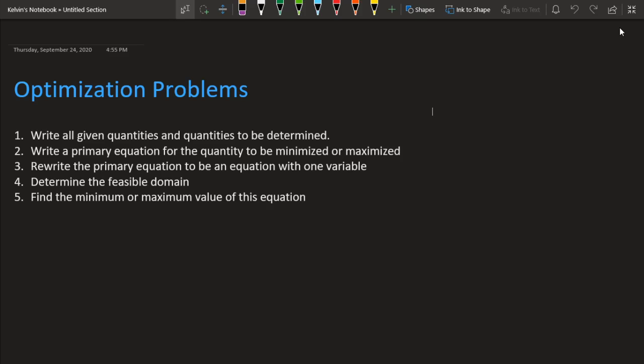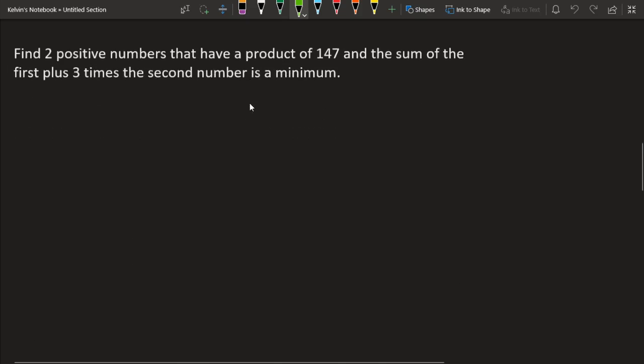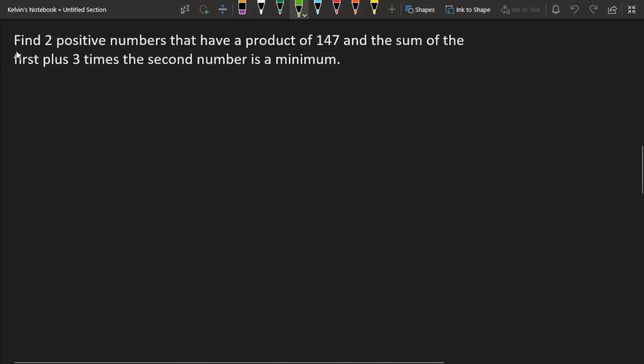So take a moment or two to copy this down in your notes because these are important steps. And we'll get right on to our first example problem. I'm assuming that you copied this down in your notes, but let's move on to our first example problem.